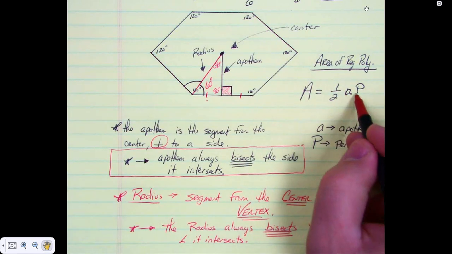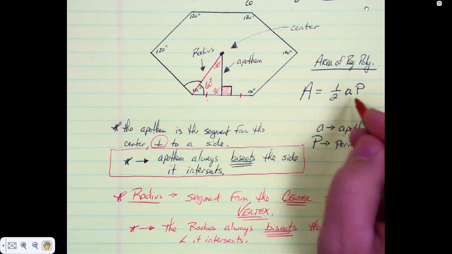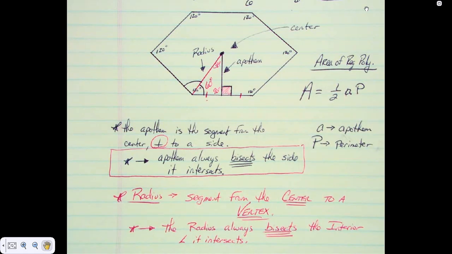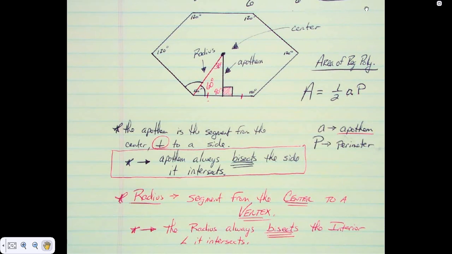Once you find the apothem and perimeter, how hard is that formula? Is it very hard? No, you put a number in there, you put a number in there, you multiply them and divide by 2, right? That's the easy part. It's finding the measure of the what? Apothem, and the measure of the what? Perimeter. That will be most of your work in these problems you're going to do today.